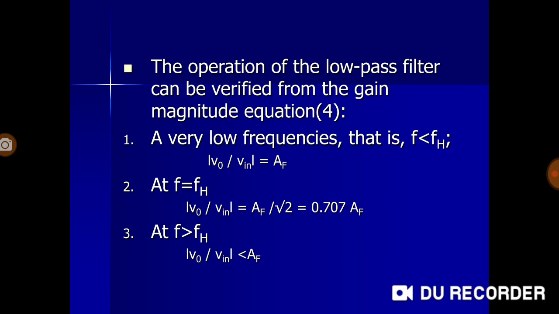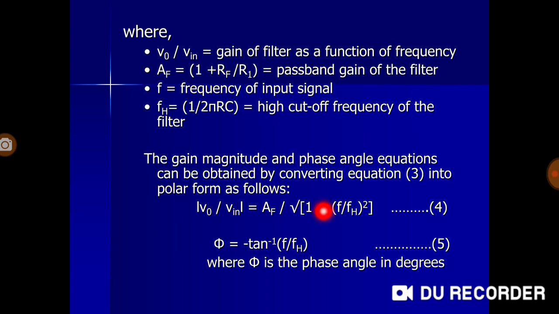So next is the operation of the low pass filter. Now we are trying to analyze the frequency response of the filter. The operation of the low pass filter can be verified from the gain magnitude given by equation 4. Now there are three conditions. If you look at equation 4, v naught by v in is AF divided by this term. Now AF is fixed. What we have is the f by fh factor over here.